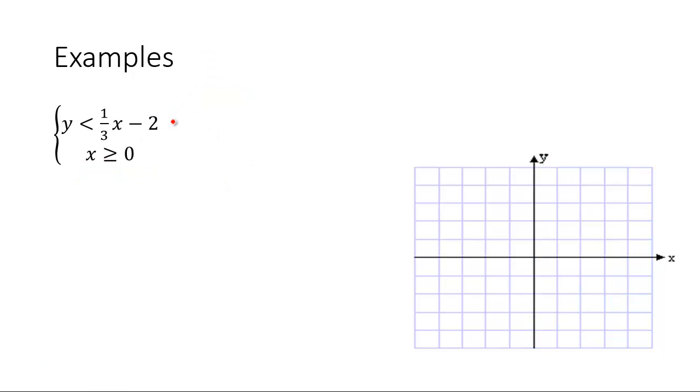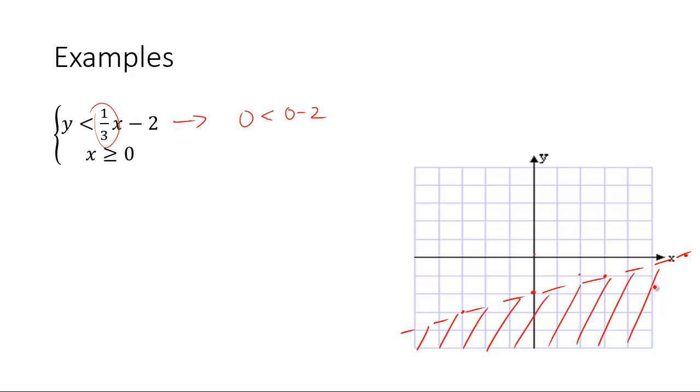Let's try another one. So the first inequality here is already solved for y. So we already know that it starts at -2 and travels with a slope of 1/3: up 1, right 3, and up 1, right 3. Now it's a dotted line, and we have to decide which region to shade. So let's test (0, 0) and see if it's included. Is 0 less than 0 minus 2? Is 0 less than -2? No, it's not. So we shade the other side because we can't include that point. If you want to test more points, go right ahead.